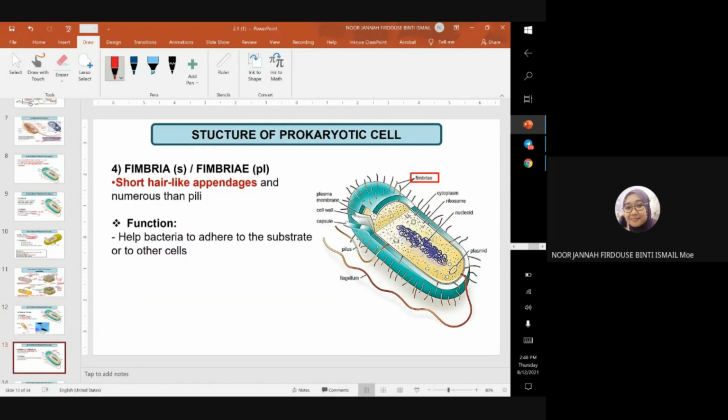Fimbria are short hair-like appendages, more numerous than pili. They help bacteria to adhere to a substrate or to other cells, such as rocks.